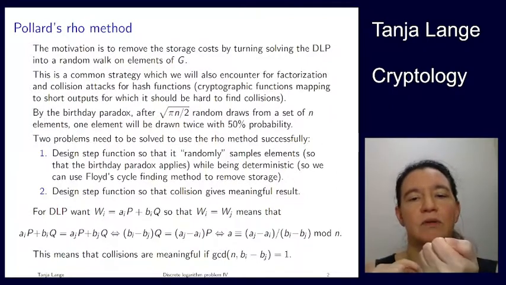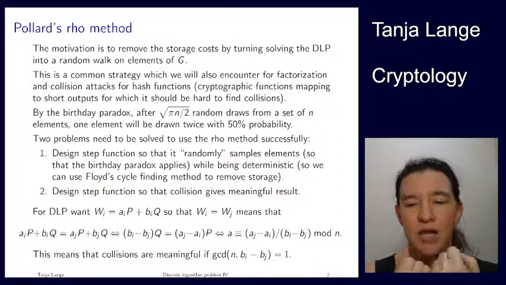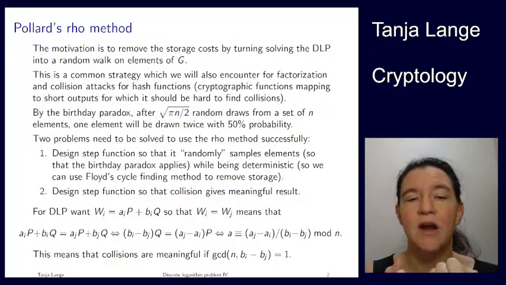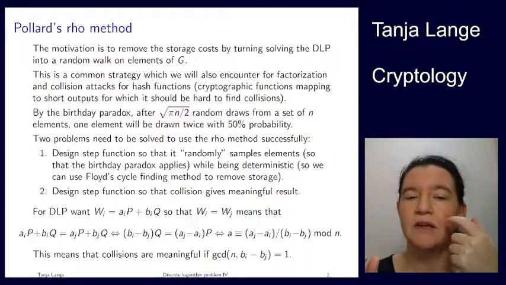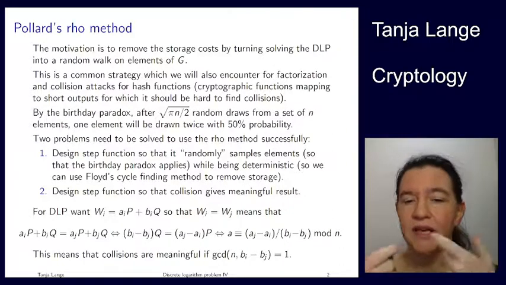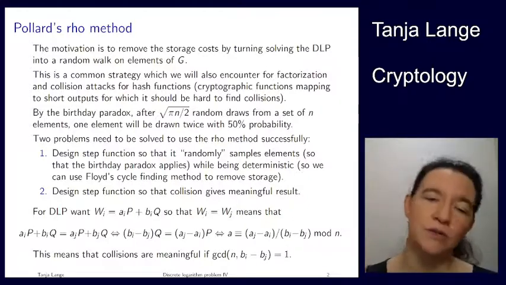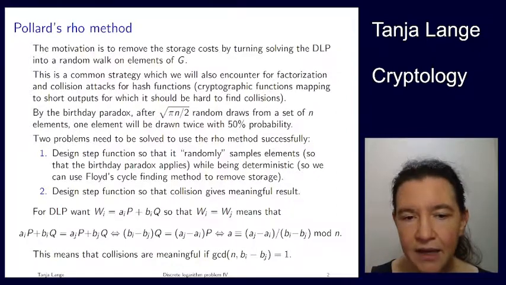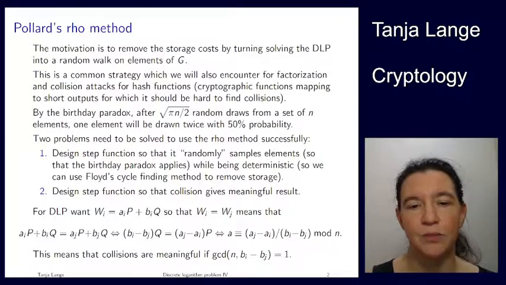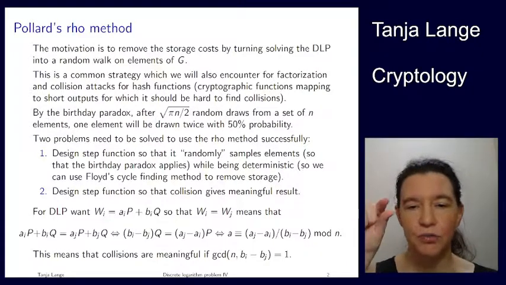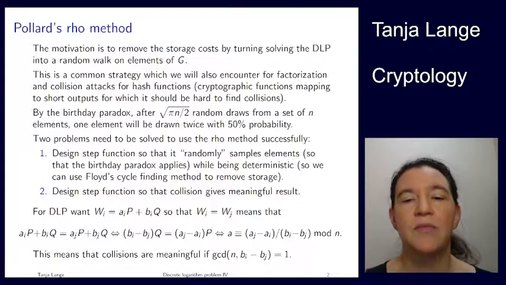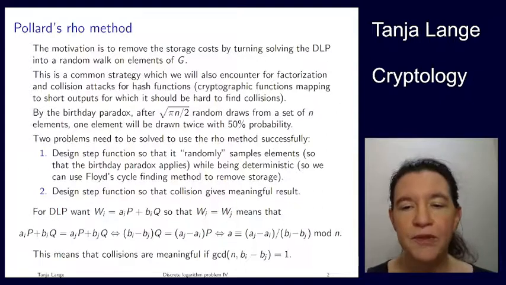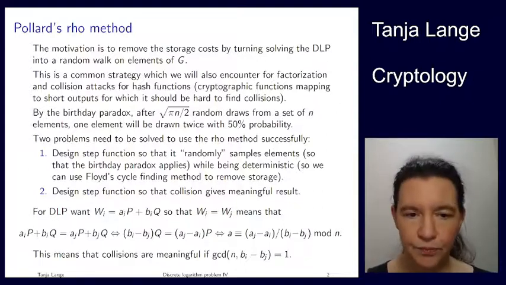Now the first one we call w_i and the second one we call w_j. So we've been here before and now we have a_i P + b_i Q and we have a_j P + b_j Q. And if these are equal, we can sort things around, moving the Q's on one side, moving the P's on the other side. We want to have the part in front of the Q come over to the P side. That we can do if b_i minus b_j is invertible mod n.